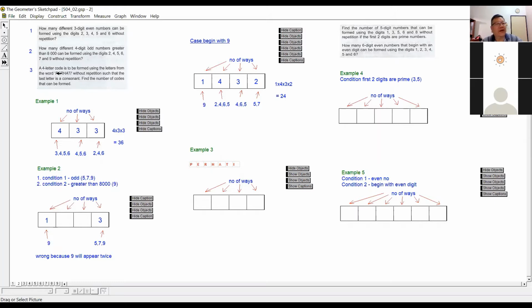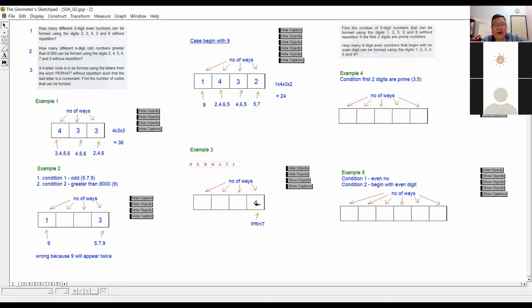For question number 3, you provide 4 boxes, right? And you have to fill up the last one first. So how to fill up the last one? Consonant. Consonant means consonant also in Bahasa, right? So the consonants are P, R, H, and T. Altogether there are 4 consonants, so the last letter can be filled in 4 ways.